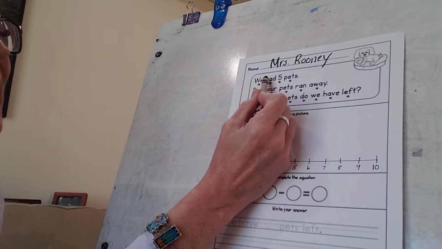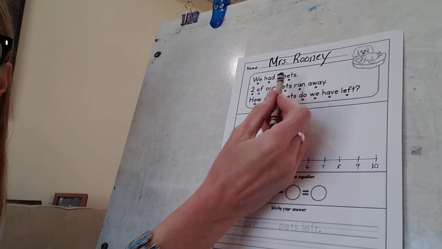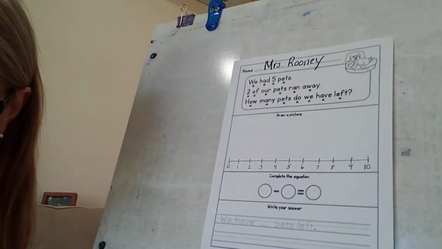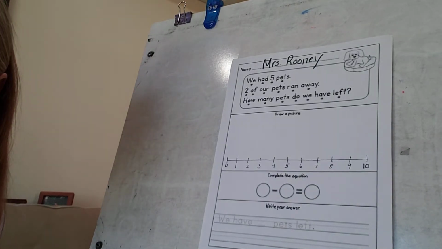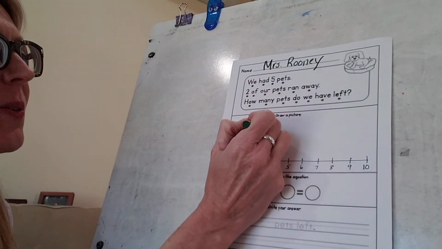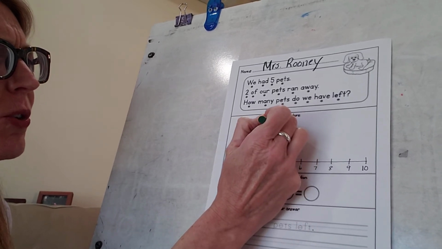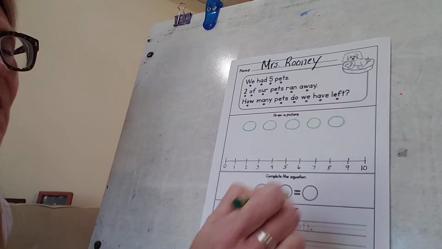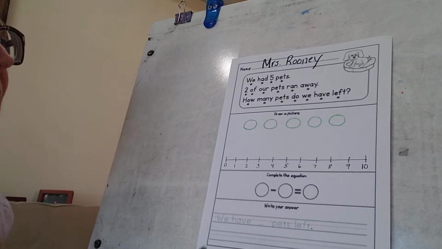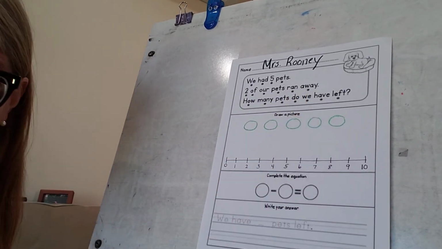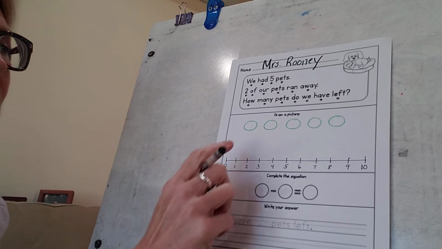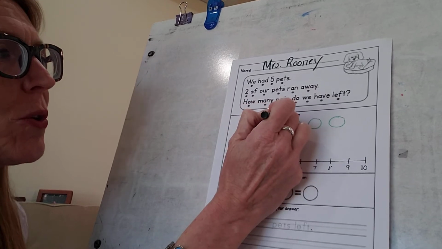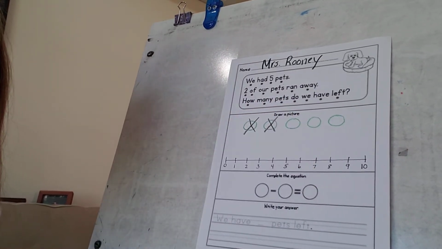All right. We had 5 pets. We're going to use circles for these pets, okay? So I'm going to say I have 5 frogs, so I'm just going to use green. Let's draw our 5 pets, but we're going to use circles for these. 2, 3, 4, 5. We had 5 pets, okay? 2 of our pets ran away. So what do I do on my picture to show 2 that ran away? I'm going to put an X on them. 2 of my pets run away, all right?